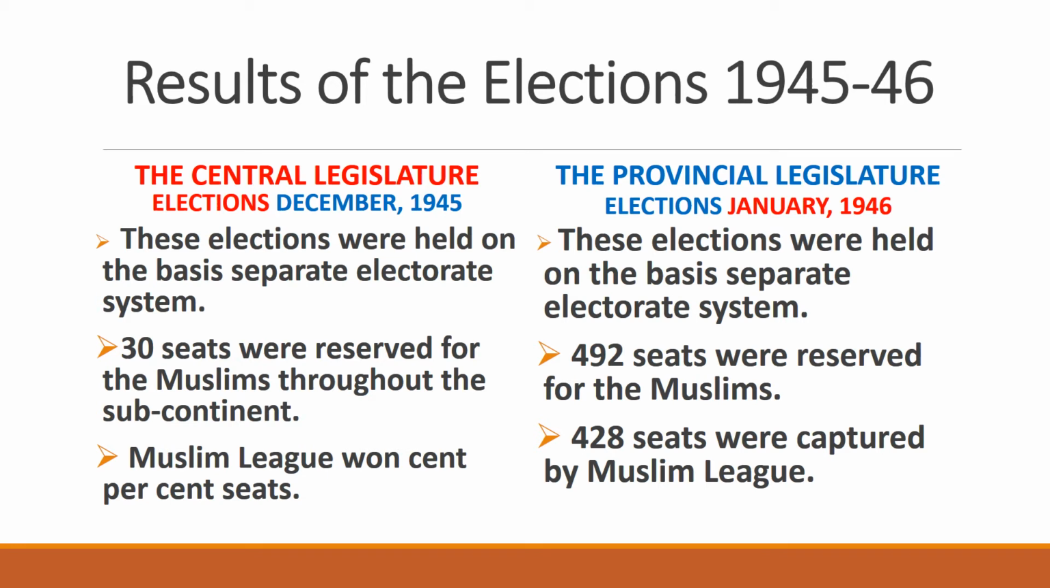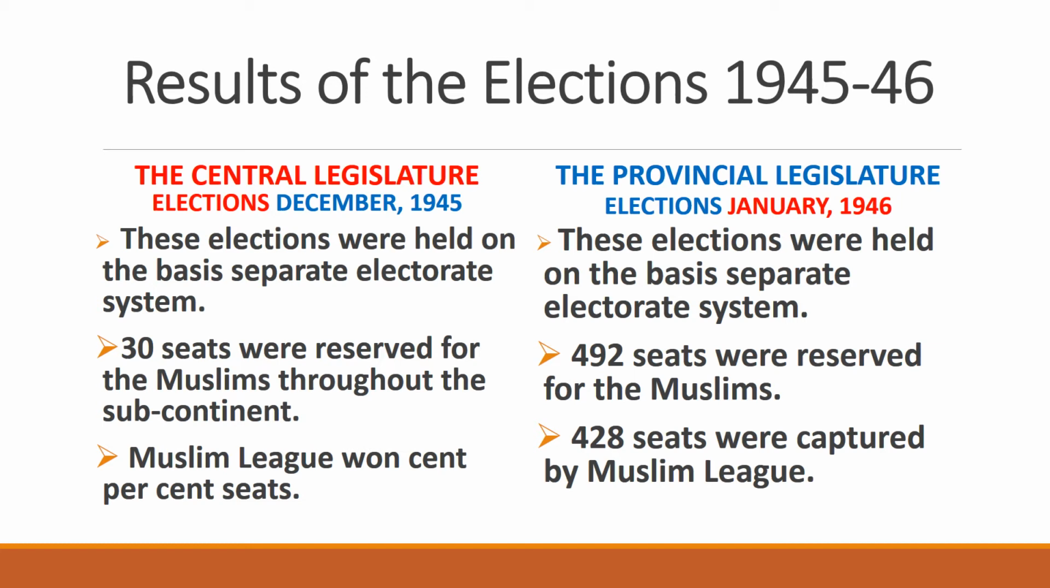The results of the elections 1945-46. First we look at the central legislature elections that were held in December 1945. These elections were held on the basis of the separate electorate system, not the joint electorate system. There were 30 seats reserved for the Muslims throughout the subcontinent, and Muslim League won these seats 100%. So all the seats were won by Muslim League. No other Muslim party could win even a single seat out of these 30 seats.